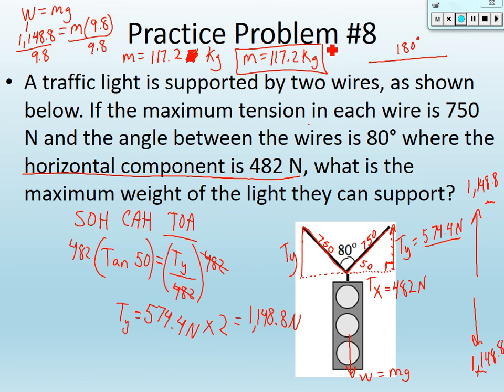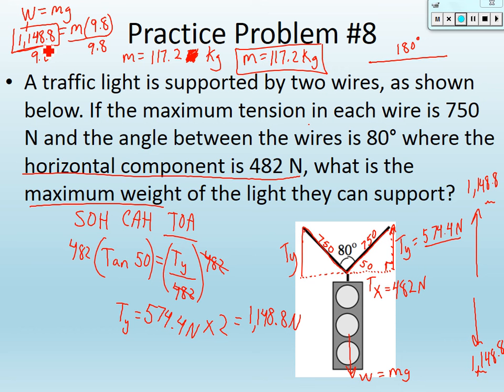But guys, it did ask for the weight. So the maximum weight, 1,148.8. But guys, hey, if you were the engineer on this project, would you recommend the city buy a light that weighed 1,148.8 newtons? Heck no. No, why not? Danger.